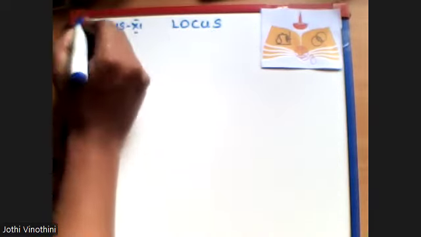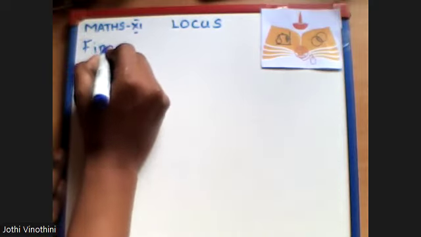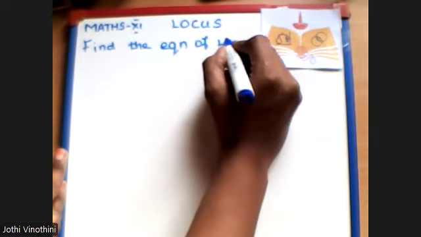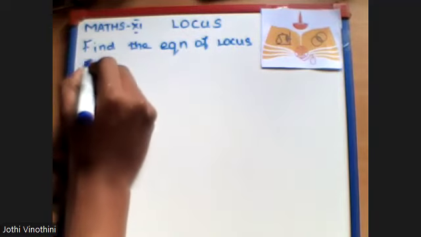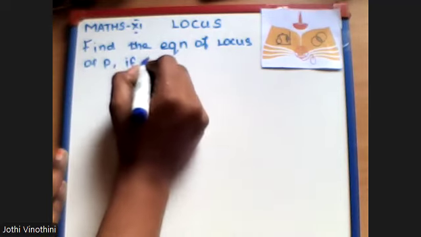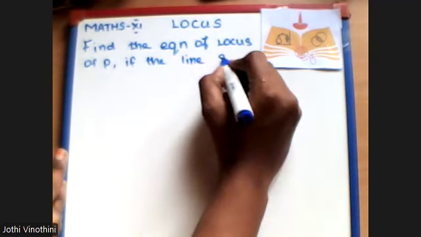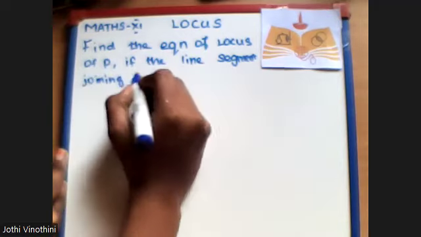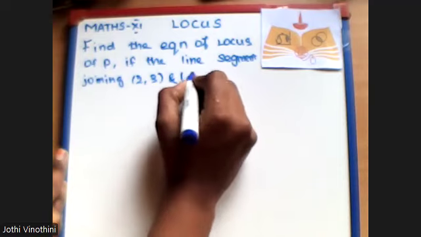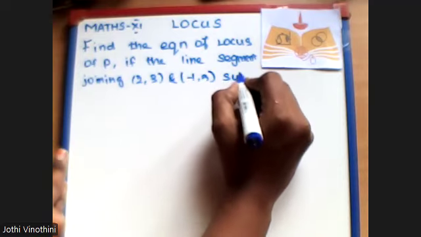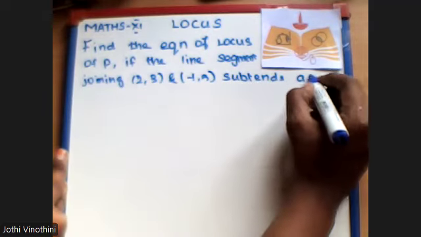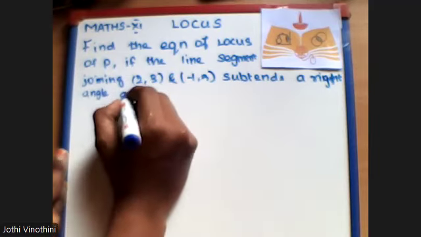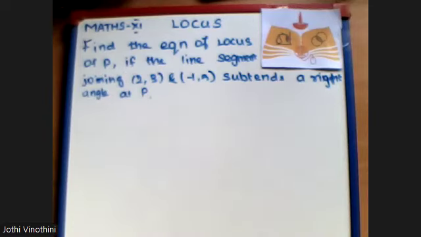Shall I start? Okay. The question is: find the equation of locus of P if the line segment joining 2, 3 and minus 1, 5 subtends a right angle at P. Okay, so this is the question they given to us.